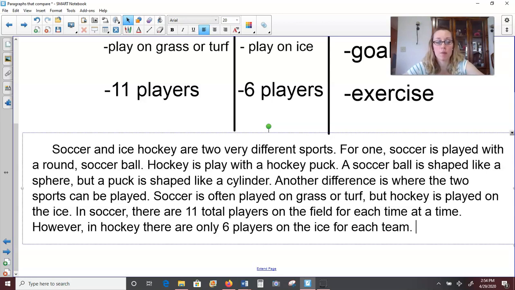So the total number of players are different. In soccer, there are 11 total players on the field for each team at a time. However, in hockey, there are only 6 players on the ice for each team.